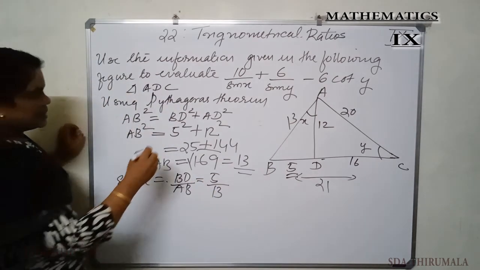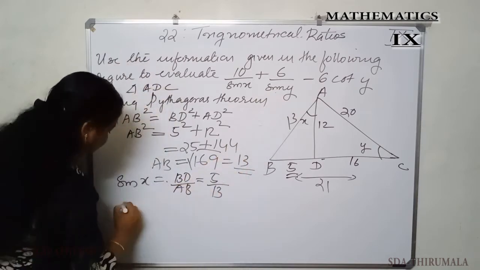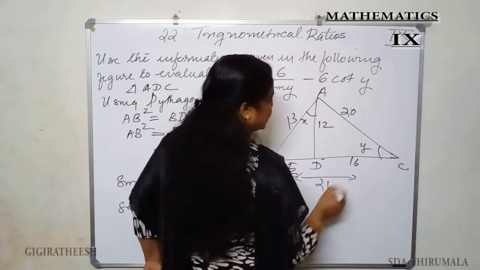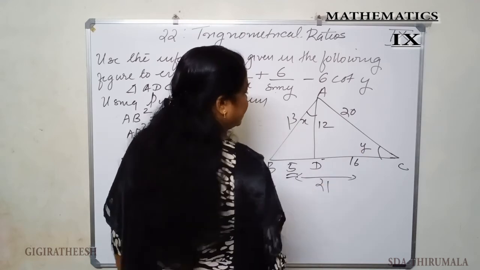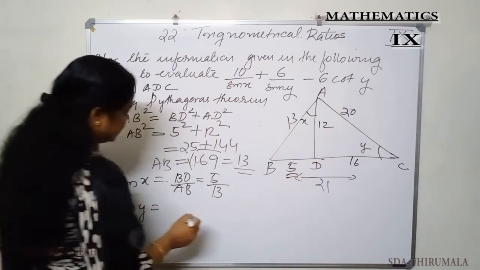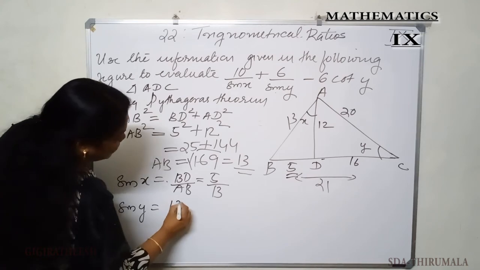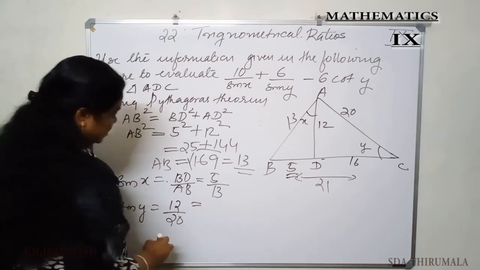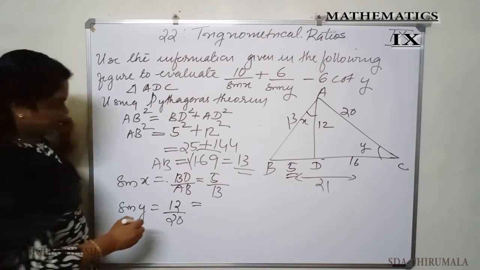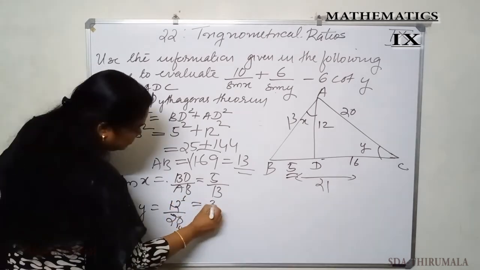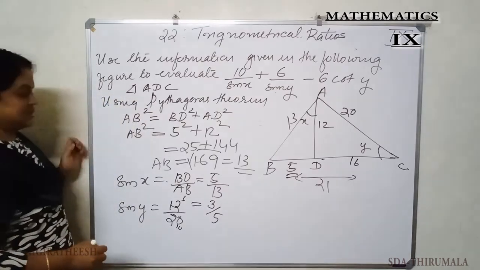And then sin y. What is sin y? This is the angle y, and sin y is opposite side by hypotenuse, that is equal to 12 by 20. We can write it in the least form, that is 6 by 10, that is equal to 3 by 5. This is 3 by 5.